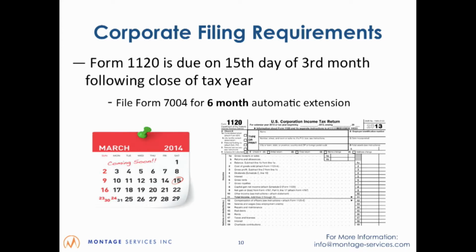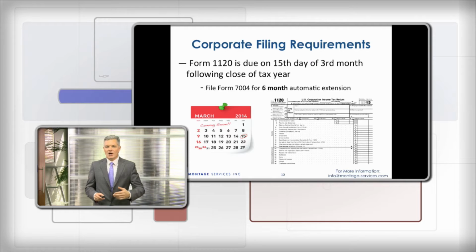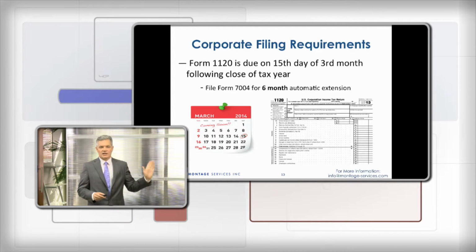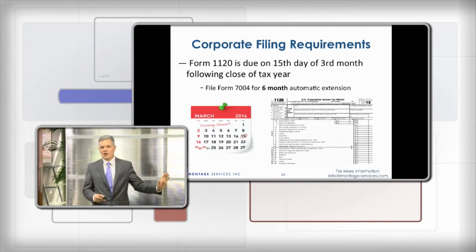For filing purposes, there is a form which is used to report the income on an annual basis to the IRS or our government. That is the Form 1120. There is also a requirement to pay quarterly estimated tax payments on each quarter of the year such that ultimately the taxes that are due are paid in throughout the year.